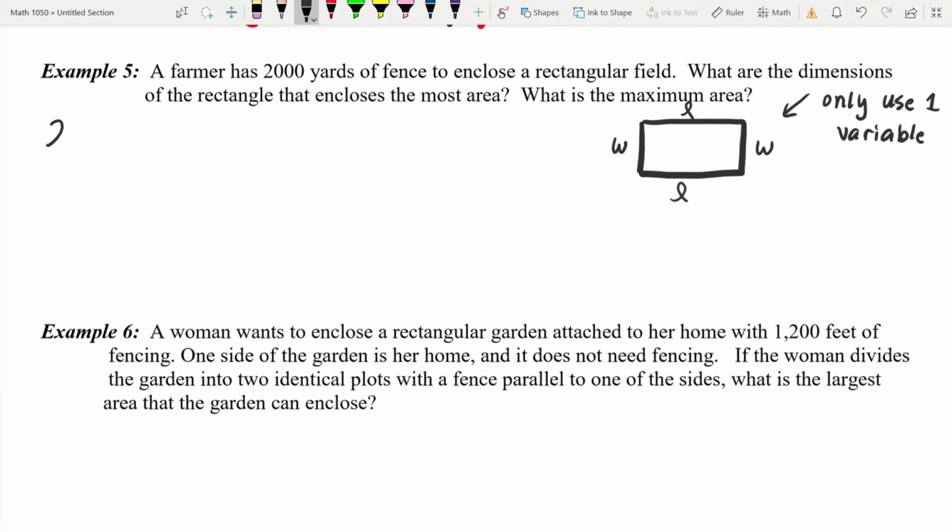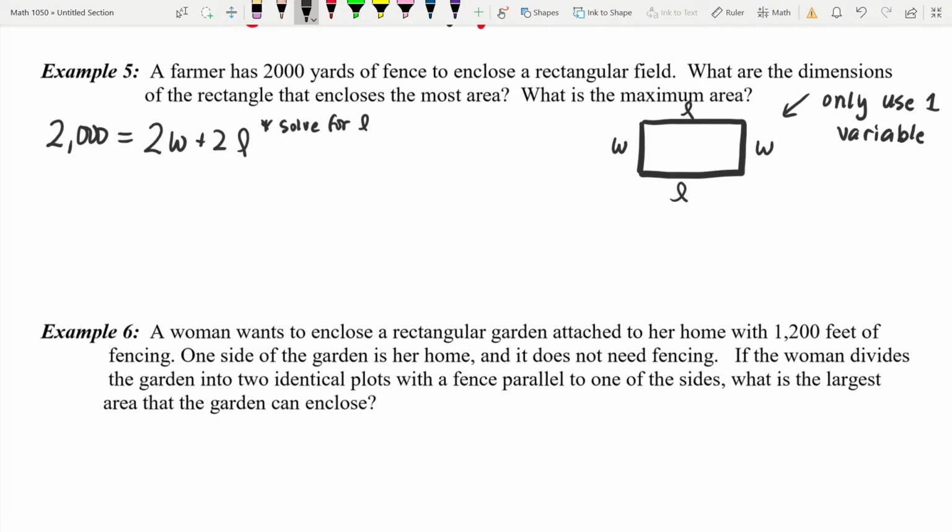Okay, so altogether she has 2,000 yards of fencing. So everybody go 2,000 equals. What does she have to cover with the 2,000 yards? Tell me. 2 L's and 2 W's. So I'm going to go 2W plus 2L. That's easy. Put a little asterisk right here and tell yourself, solve for L. That's what we're going to do right now.